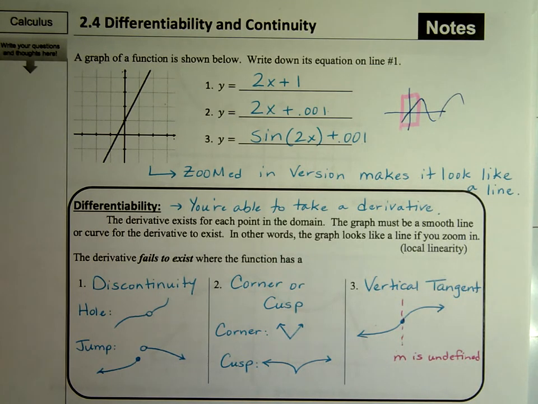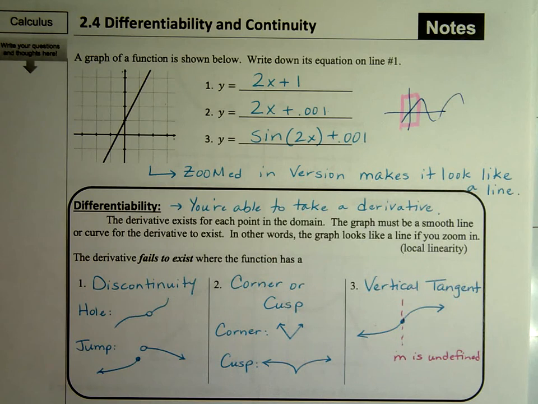If a graph of a function is shown below, write down the equation on line number 1. So if I look at this, it looks like a straight line. I'm thinking y equals mx plus b. Here it goes. Yeah, it looks like a slope of 2, rise over run, and it has a y-intercept of 1. So put that together, I get 2x plus 1, and I'm pretty confident that that's the equation of that graph.